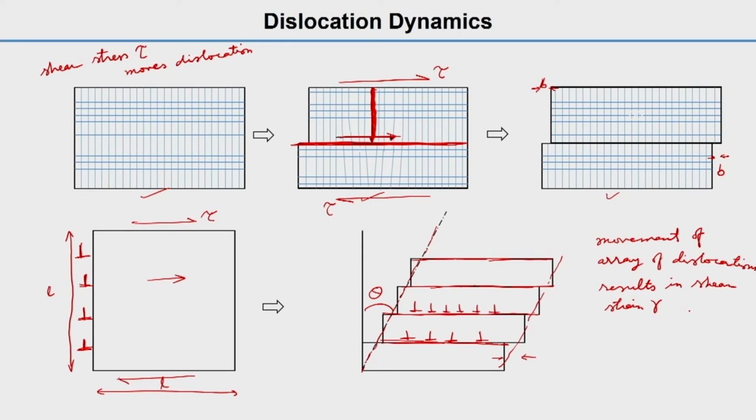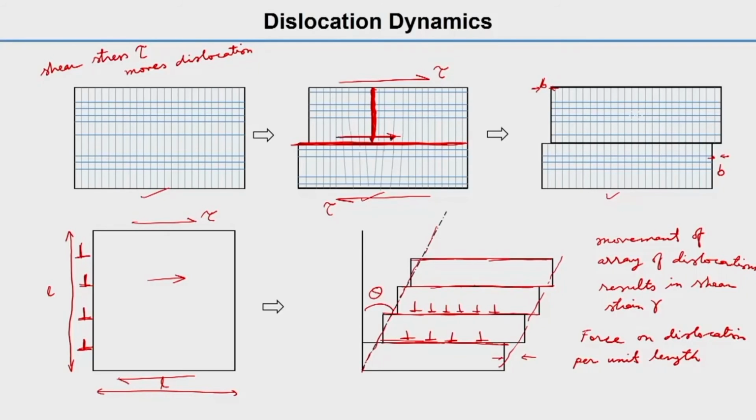The shear stress gives the force on the dislocation per unit length. We write per unit length because the dislocation is a line defect, so it looks like a line. If you see it in a transmission electron microscope, TEM, the dislocation looks like noodles, like Maggi noodles. So these are basically lines.